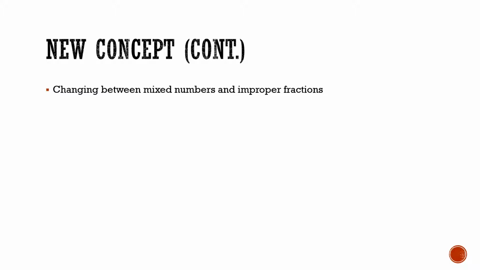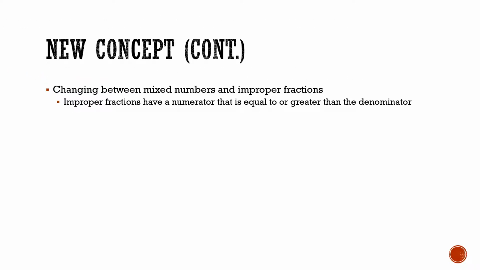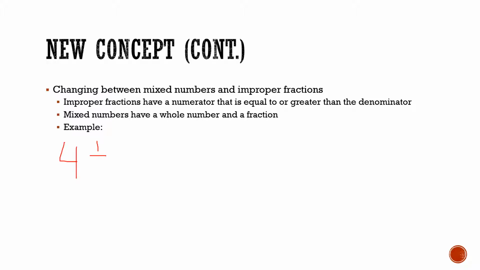Changing between mixed numbers and improper fractions is something we need to do when we're multiplying fractions. Remember, improper fractions are any fractions that have a numerator that's equal to or greater than the denominator, and mixed numbers have a whole number and a fraction. So here would be a mixed number, and here would be an improper fraction, and I'll show you quick how to switch back and forth.